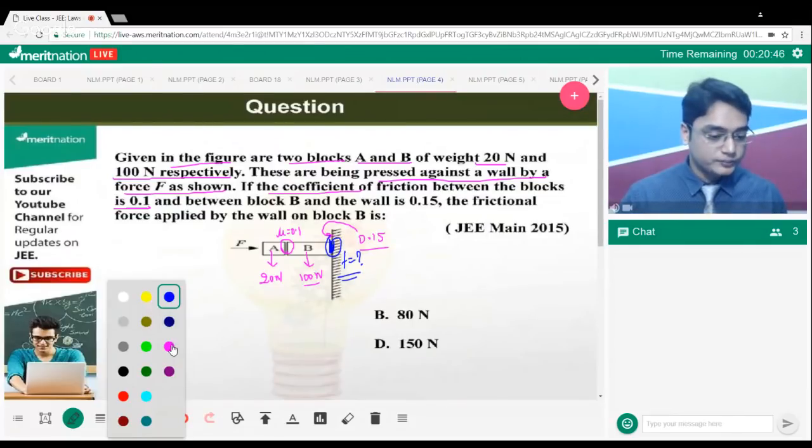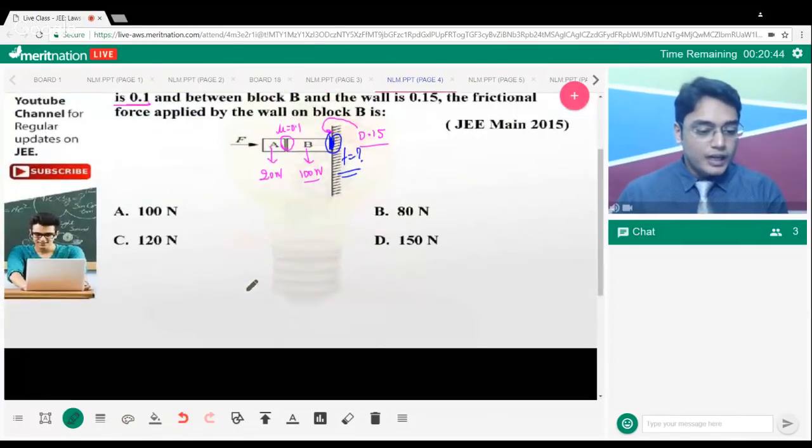So see here. I'm drawing the free body diagram of A. The applied force F is the applied force. What about the normal reaction applied by B on A? Let's suppose this is N1. The downward force is 20 Newton. This is the free body diagram of A. Now I'm making the free body diagram of B.